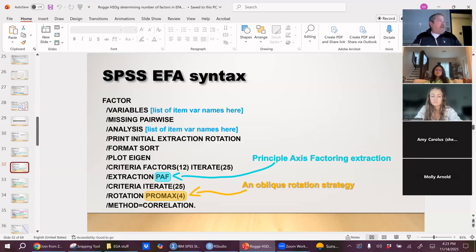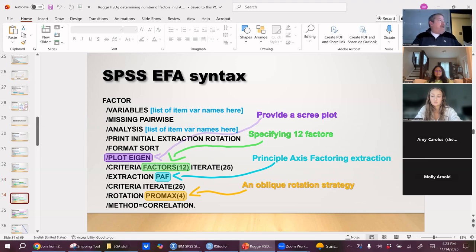You always rotate a solution, and there are two options for oblique rotation: direct oblimin or Promax. As long as you have a robust factor structure, it doesn't really matter which one you select. So I'm just going with Promax here. So that'll allow our factors to correlate. We're specifying 12 factors. This is how I got that pattern matrix that I showed you a little earlier.